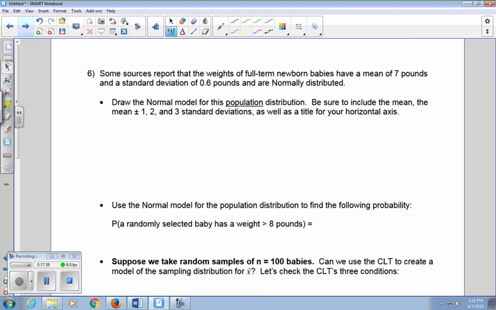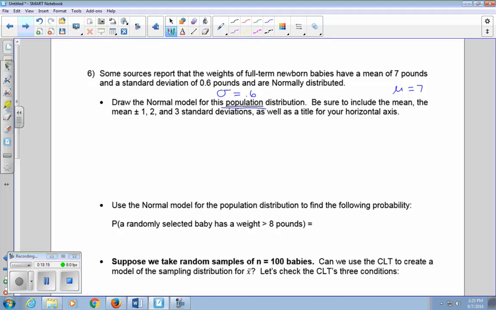Some sources report that the weight of a full-term newborn baby has a mean of 7 pounds and a standard deviation of 0.6 pounds, and they are normally distributed. Draw the normal model for this population distribution. So if we have a population, these are parameters, and we just learned that mu is equal to 7 and sigma is equal to 0.6. Be sure to include the mean and the mean plus 1, 2, and 3 standard deviations, as well as a title for your horizontal axes.